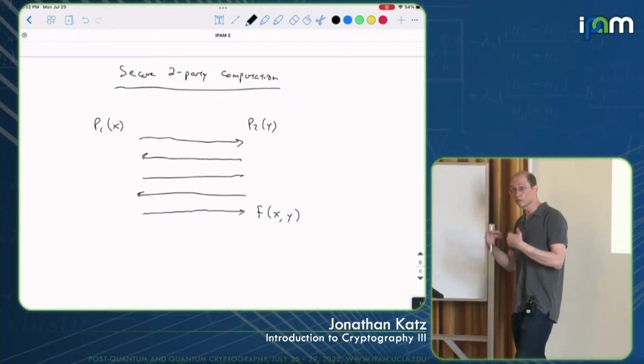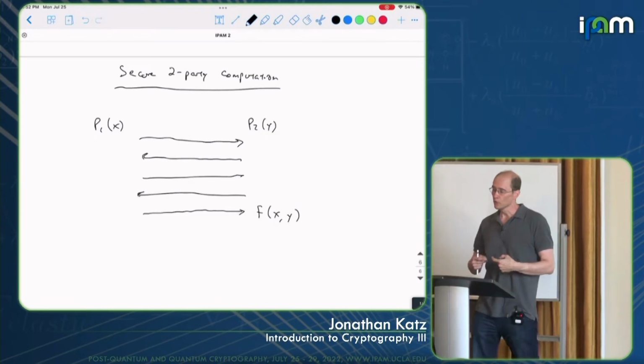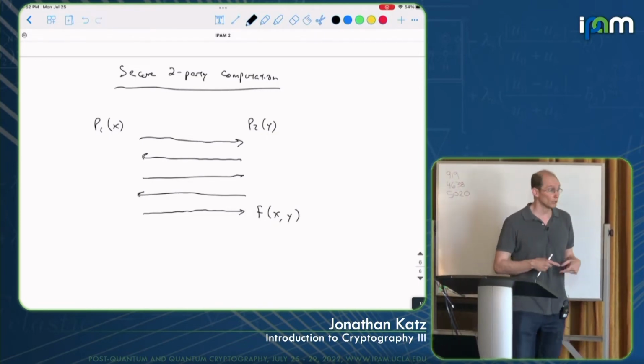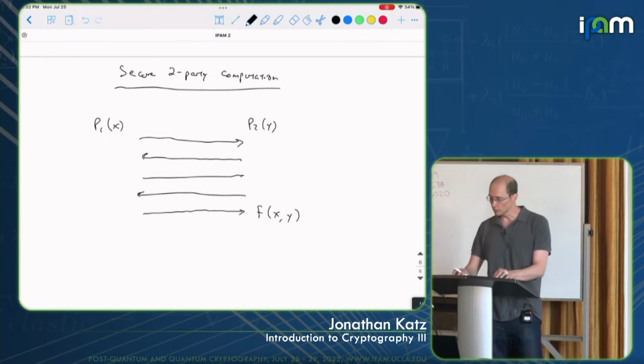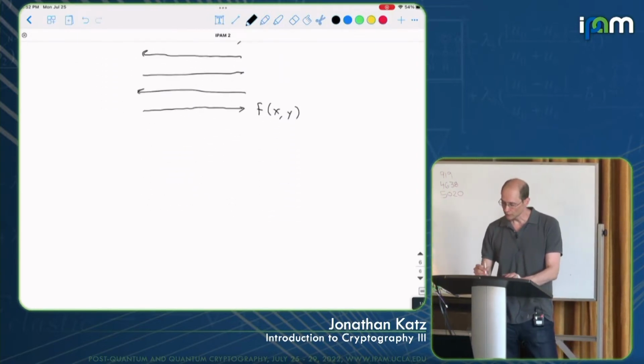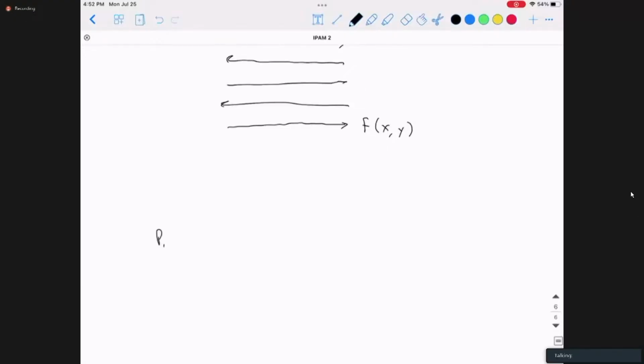And then we're going to define security by comparing the real world execution of some protocol to what we see in that ideal world. So what would the ideal world look like in this case? The ideal world would look like we have P1 with input x like before, we have P2 with input y like before. And in an ideal world, these parties would have available to them a trusted external party who agrees to compute f on their behalf.